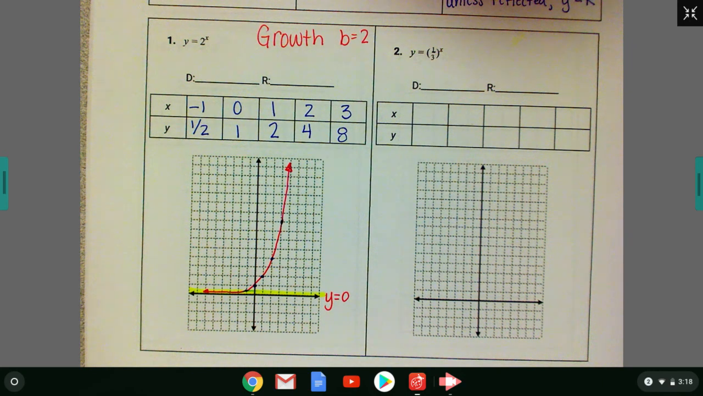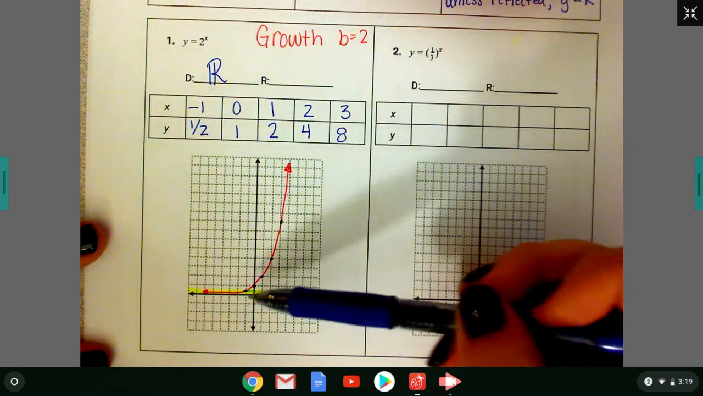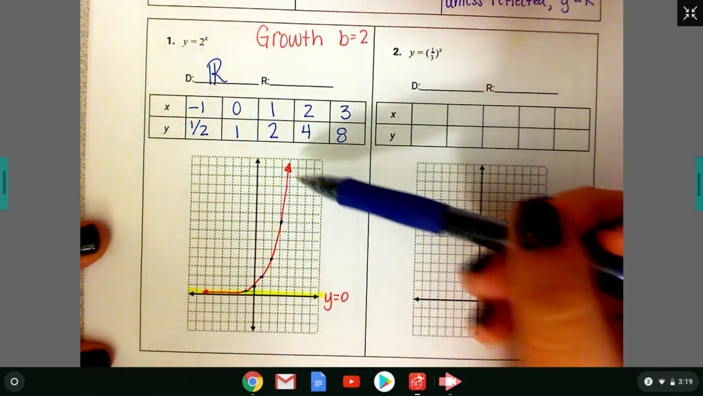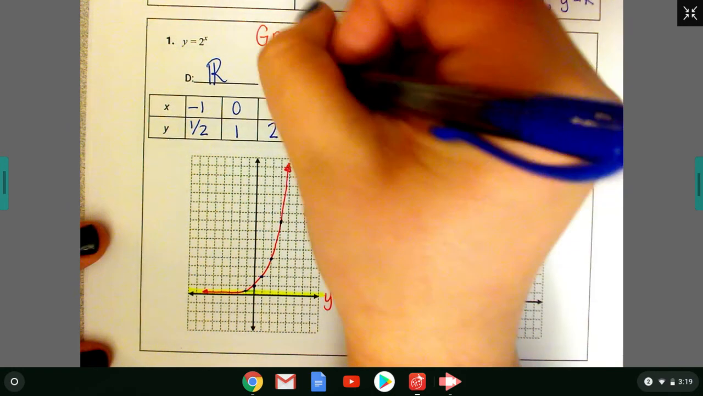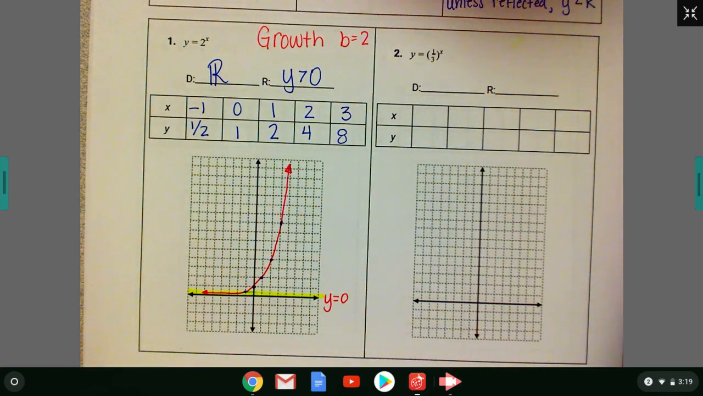Let's lastly look at the domain and the range. So our domain is everything from left to right, all reals. And our range is everything above our boundary, so y greater than k, so y greater than 0. All right, let's look at the next one.